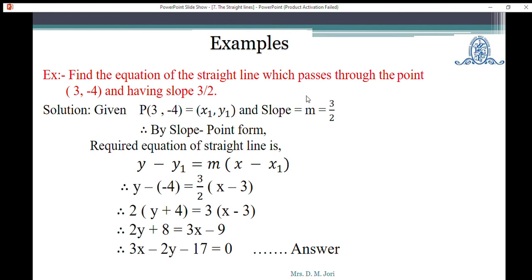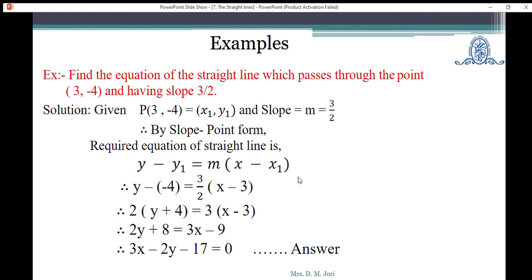Out of those different forms I have explained in the previous slides, we can use the slope point form, because the slope is given and the point is given. The slope point form is y minus y1 equal to m into x minus x1. You just have to substitute the values. Careful with the signs, put brackets. So y1 is minus 4, m is 3 by 2, x1 is 3.